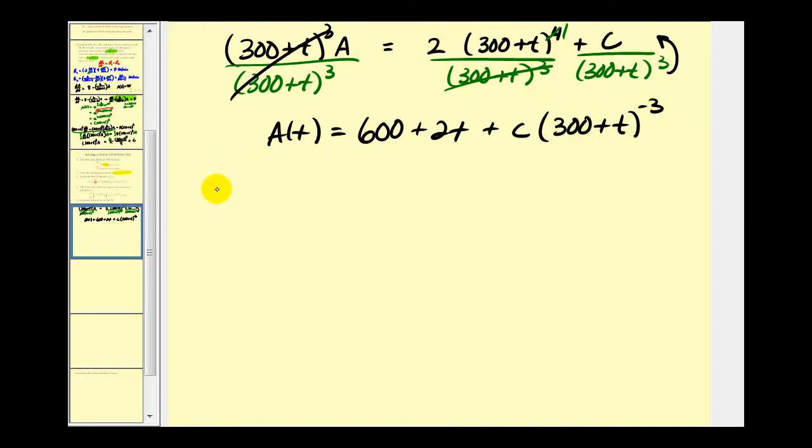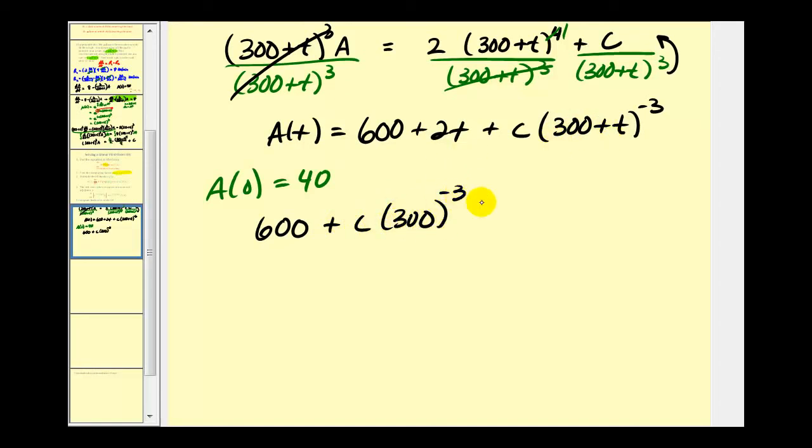But remember, we also know that a of 0 is equal to 40. So this will allow us to find our constant here and find our particular solution for this differential equation. So if a of 0 is equal to 40, we'll substitute 0 for t and then set this equal to 40. So we would have 600, 2t would be 0, so we'd have 600 plus c times 300 to the negative third power, and this equals 40. So next we would subtract 600 on both sides. That would give us negative 560.